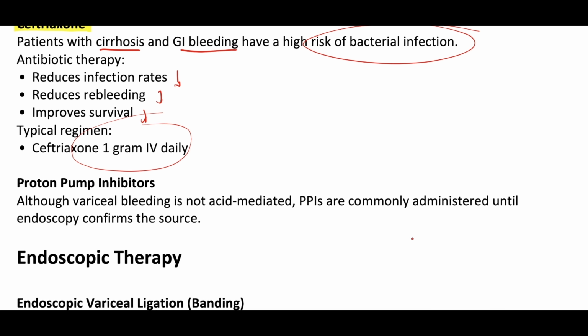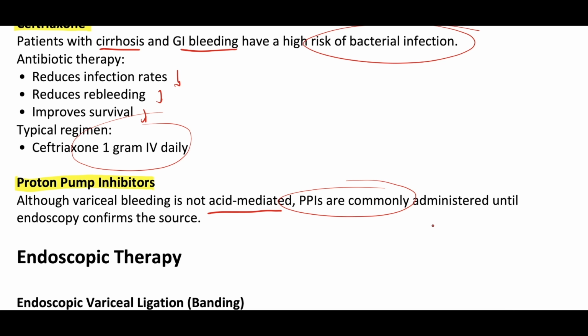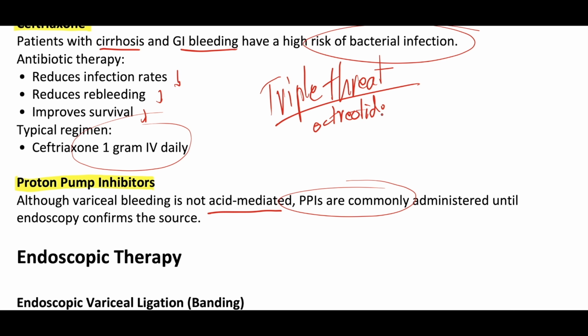All right. And then PPIs, this is something we usually do remember because this is what we treat our upper GI bleeds in general with. Variceal bleeding is not acid mediated, but we do commonly still give PPIs just because we don't know the source. So kind of the triple threat here of medications, the cocktail that we should be giving these patients with variceal bleeds is Octreotide to help decrease portal pressures, empiric ceftriaxone to prevent or treat occult infection, and then a PPI.